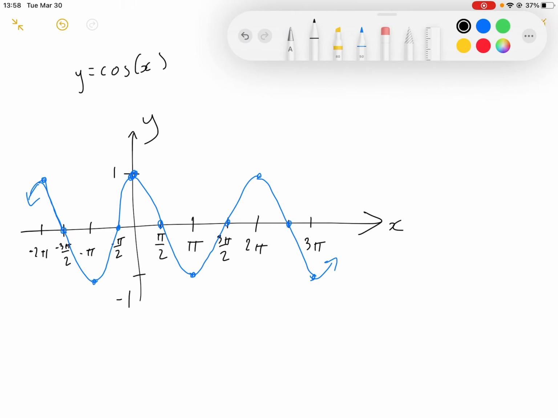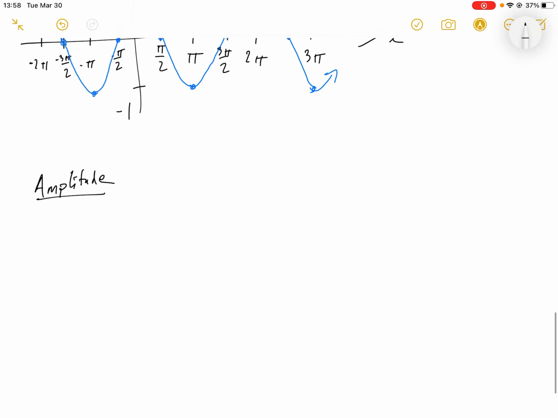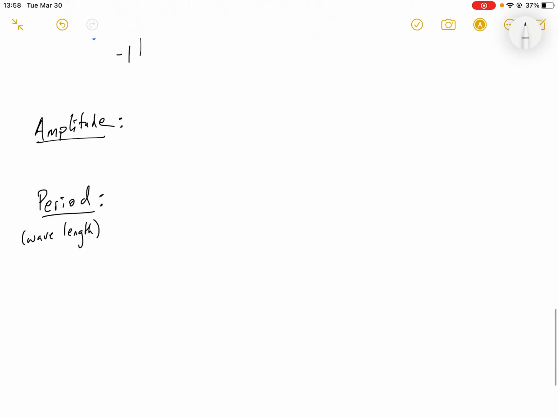Now, a couple of keywords that I need to define here. The first one is the amplitude. We're going to talk about the period. Another word for period, and this is probably pretty common if you've been in physics, is the wavelength. We'll also talk about the midline, and sometimes you'll hear me say average value. And then finally, we'll talk about a phase shift.